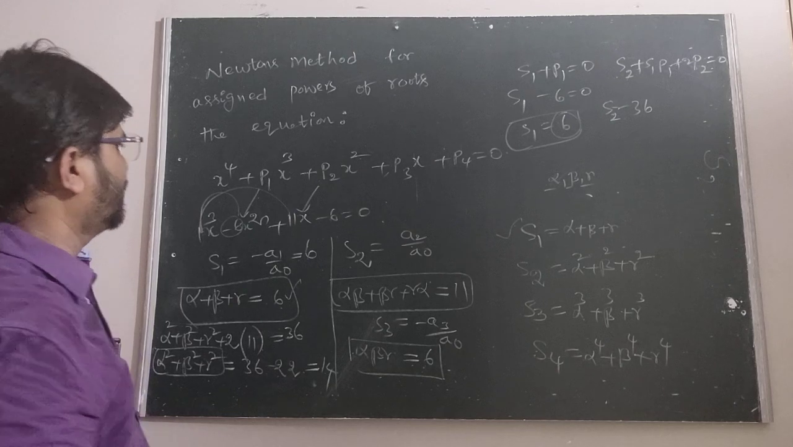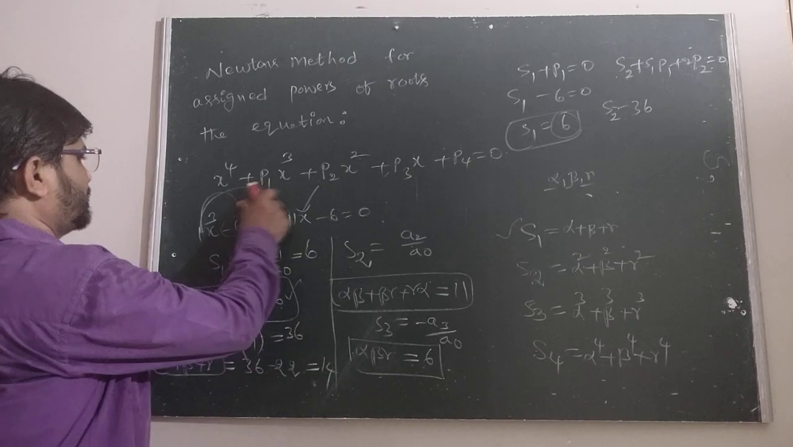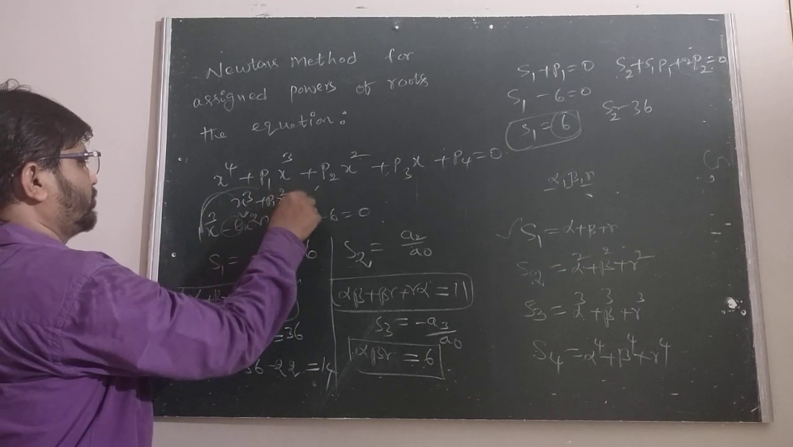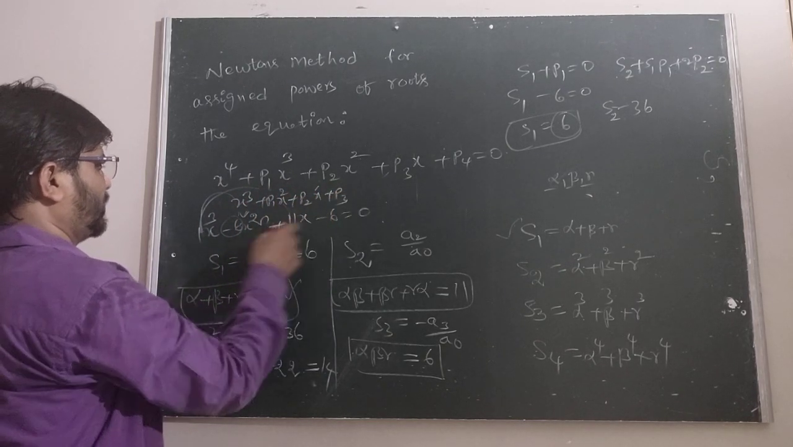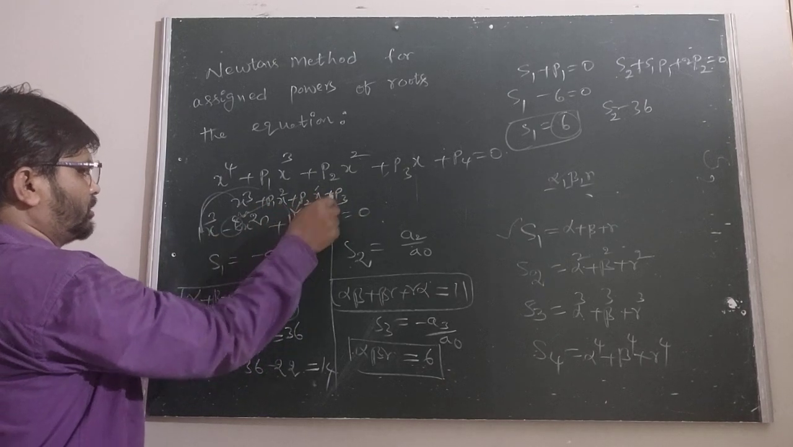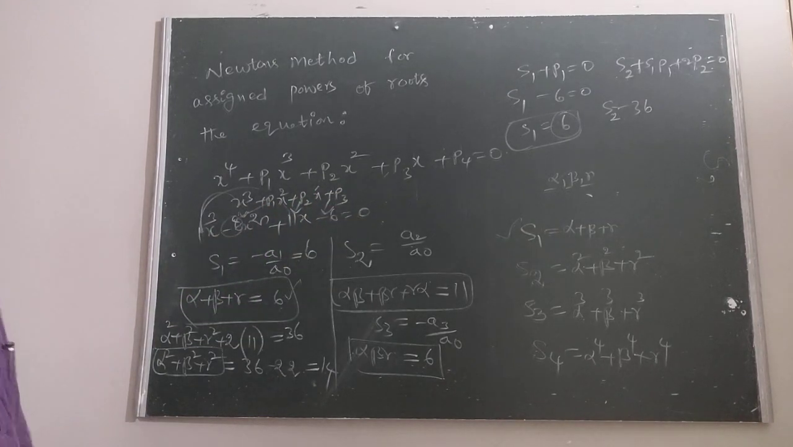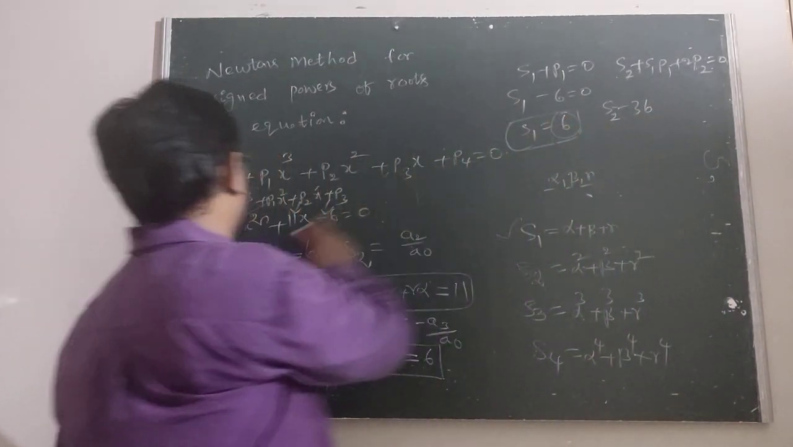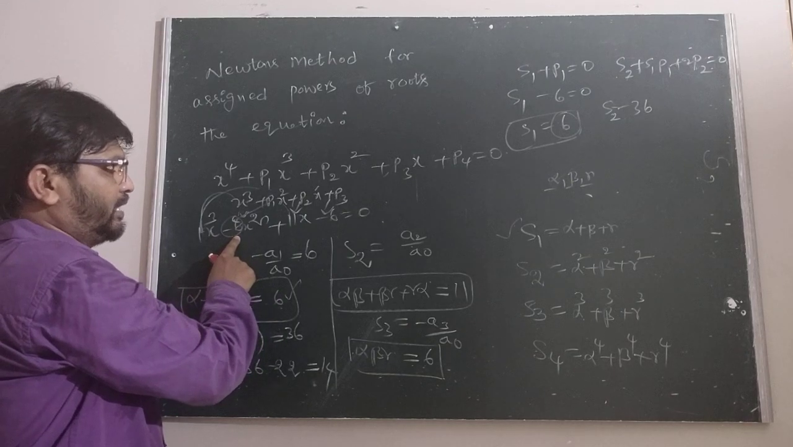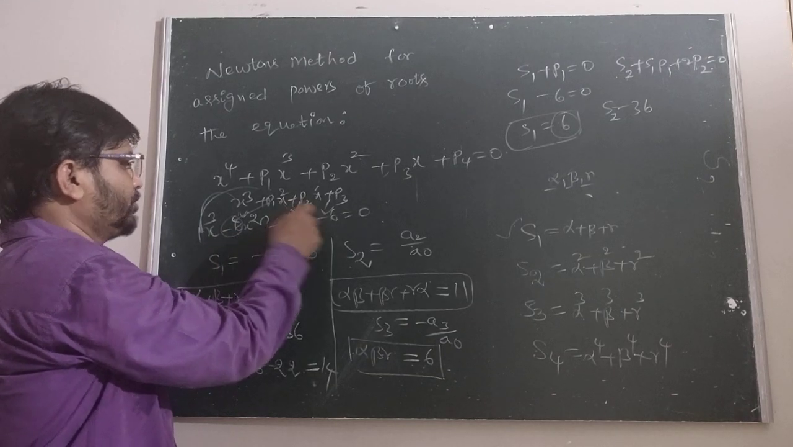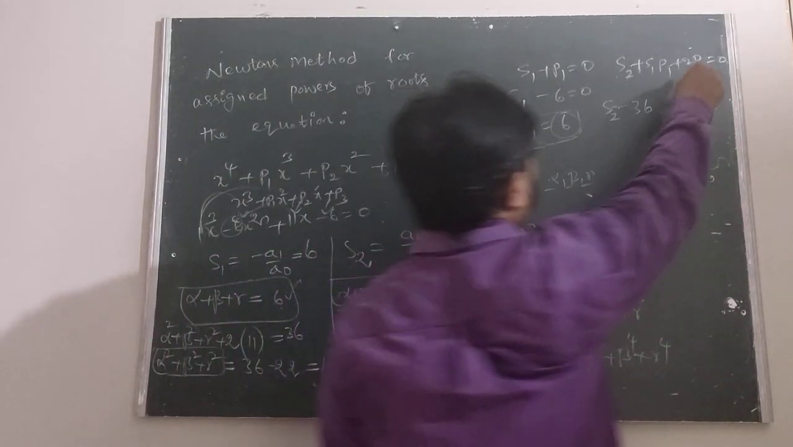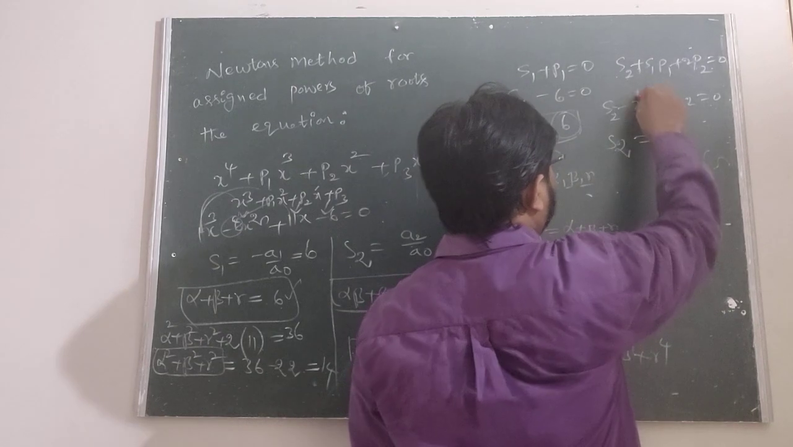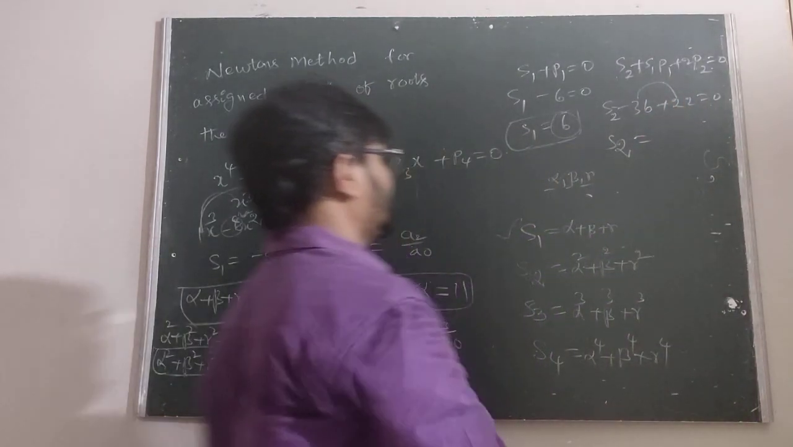Now here we observe this is compared with the cubic equation x cube plus P1 x square plus P2 x plus P3, where P1 is this one, P2 is this one, and this is P3. Therefore now we are getting S2 equals S1 P1. S1 is 6, P1 is minus 6. 6 into minus 6 is minus 36. Now P2 is 11. Therefore 2 into 11 is 22. Now we get S2 equal to minus 36 plus 22, which is minus 14.